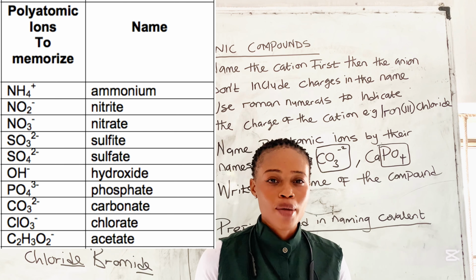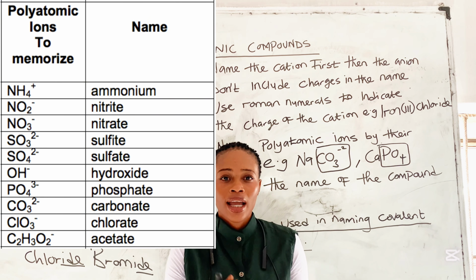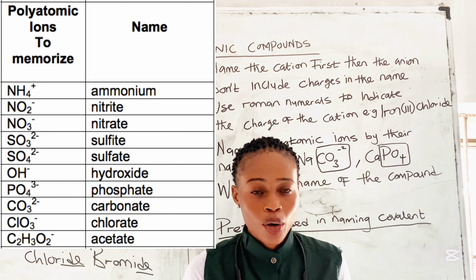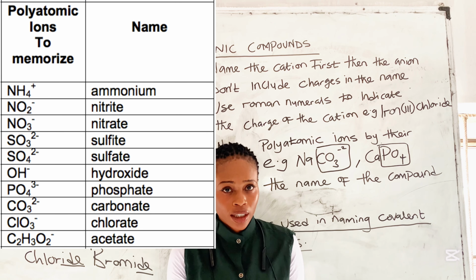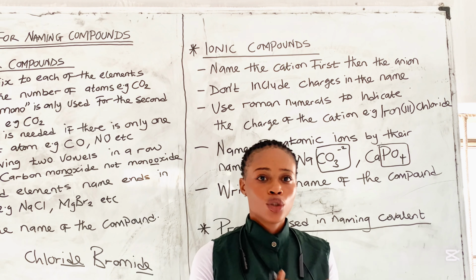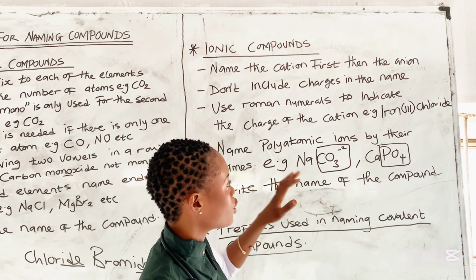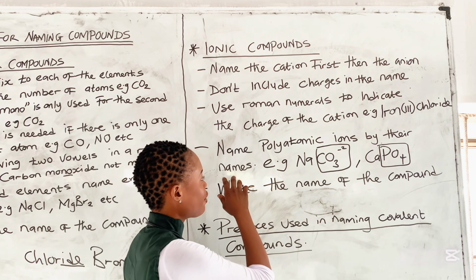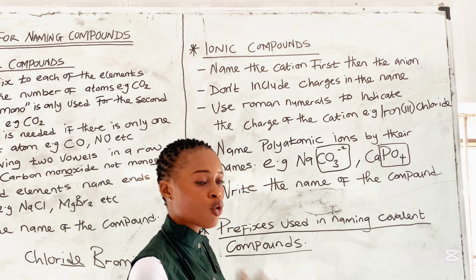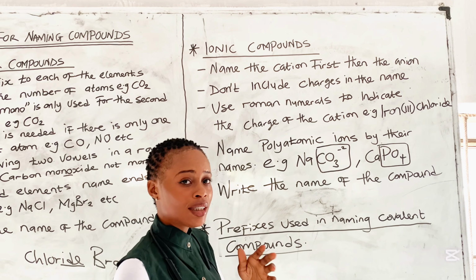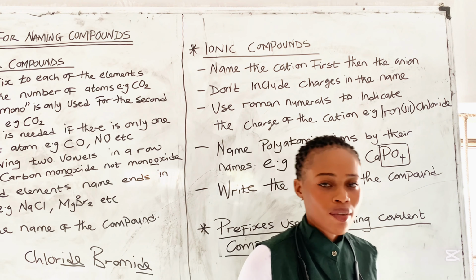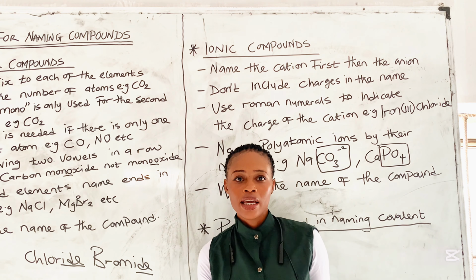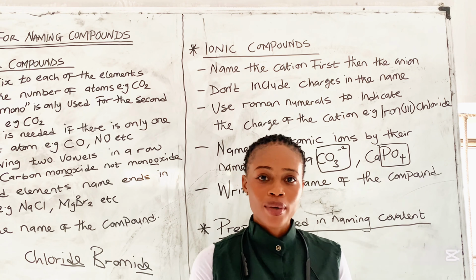I talked about this in my previous lesson, titled Elements, the Atomic Number and Valency. If you are yet to watch that video, kindly check it out on my channel, and I'm sure it will be very helpful to you. So please learn your polyatomic ions by heart, and it's very useful in naming chemical compounds. Once we have done that, lastly, write the name of the compound. So once you have obeyed these rules, write the name of the compound. I hope that is okay.